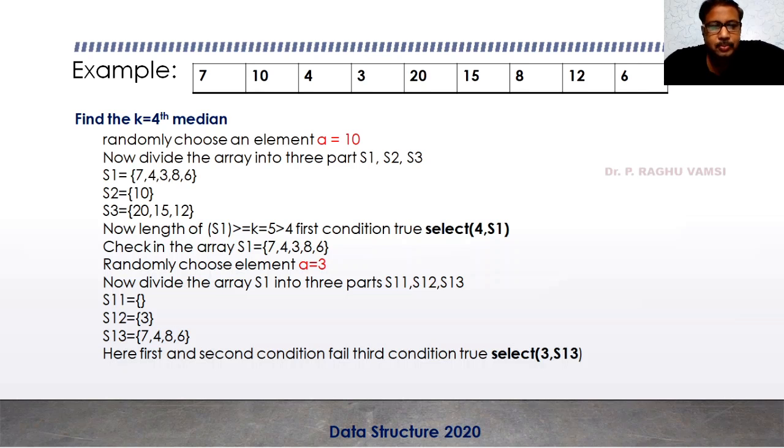Next, we will move on to a simple example. Here, the list of elements is 7, 10, 4, 3, 20, 15, 8, 12, 6. These are the elements that are in an unsorted manner.